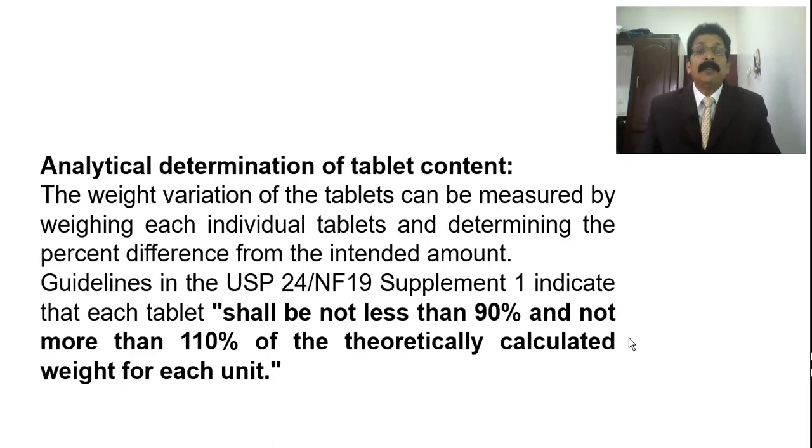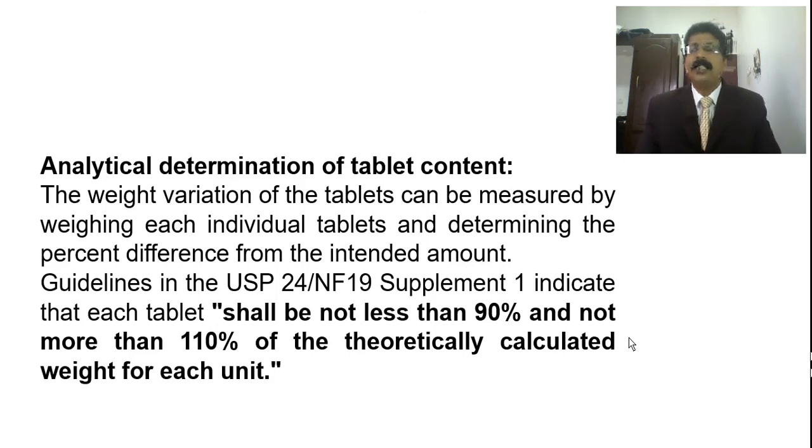The weight variation of the tablet, already we have discussed, can be measured by weighing the individual tablet and determining the percentage difference from the intended amount. Guidelines of the United States Pharmacopoeia 24 and National Formulary, British National Formulary 19 supplement 1 indicate each tablet shall be not less than 90% and not more than 110% of the theoretical calculated weight for each unit.